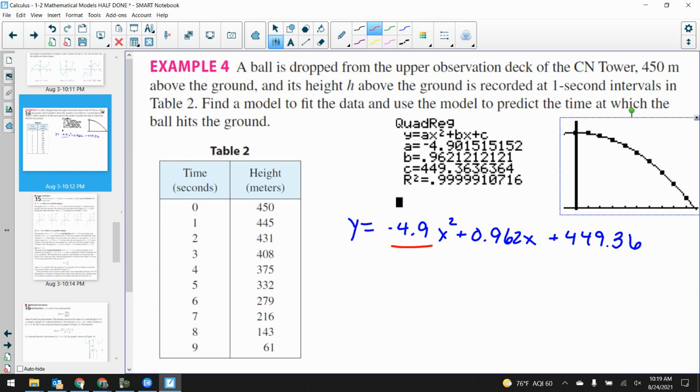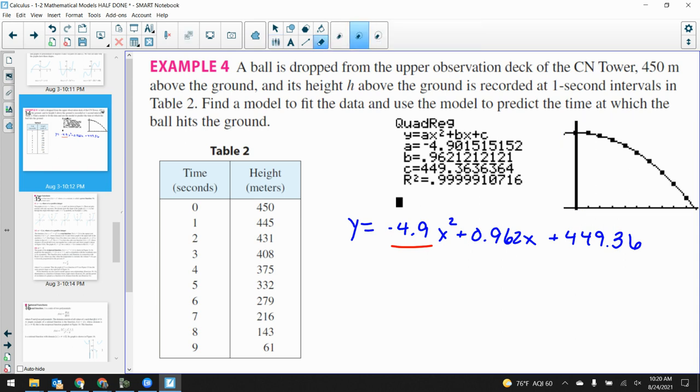And now what we're going to do is find a model to fit the data and predict the time at which the ball is going to hit the ground. We're going to figure out how many seconds the ball is going to take to hit the ground. Now, think about this logically. If I did not have my calculator and wanted to do this algebraically, I would need to solve this equation for 0.